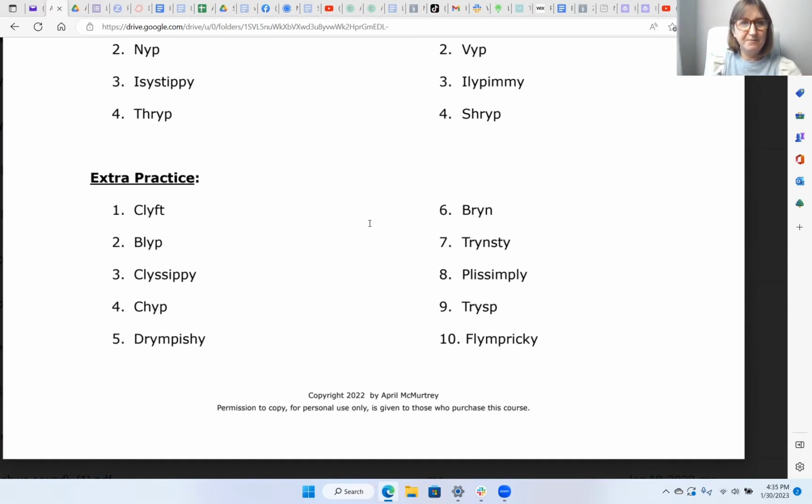Number one is clift. Number two is blip. Number three is clissipy. Four is chip. Five is drimpishy. Number six is brin. Number seven is trinsty. Eight is plissimply. Nine is trisp. And number ten is flimpricky.